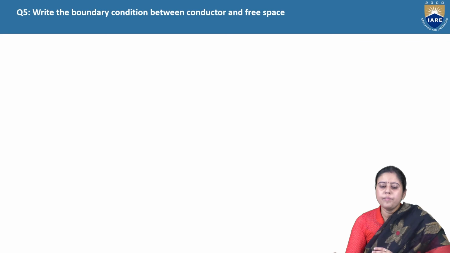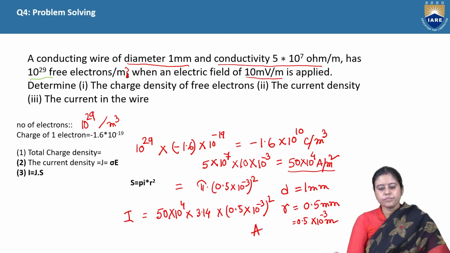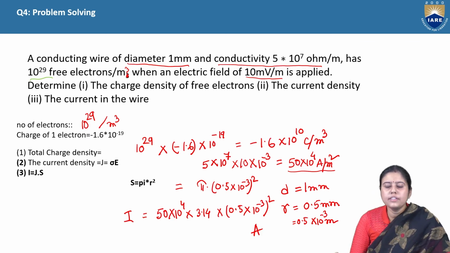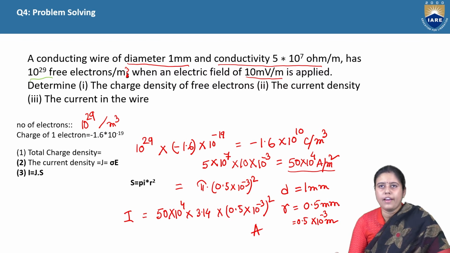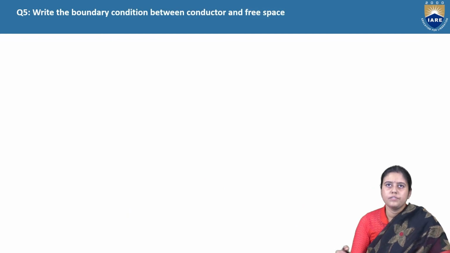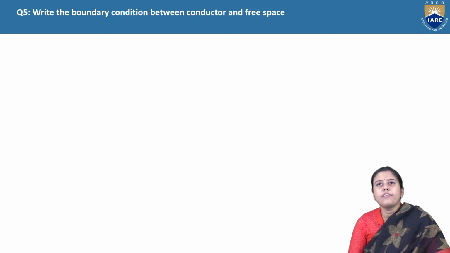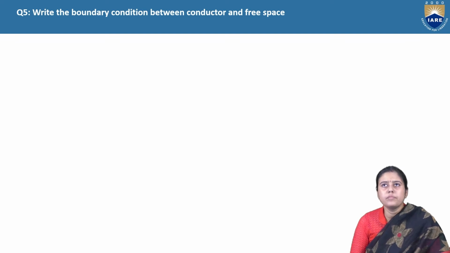So this is the next question. Next we will discuss question number 5. This is a very important question from this chapter, and this is the boundary condition between the conductor and free space.